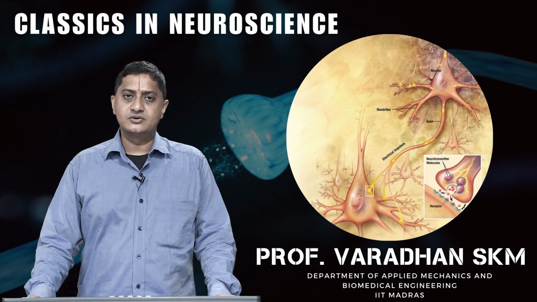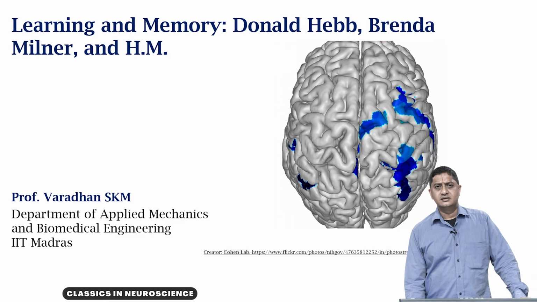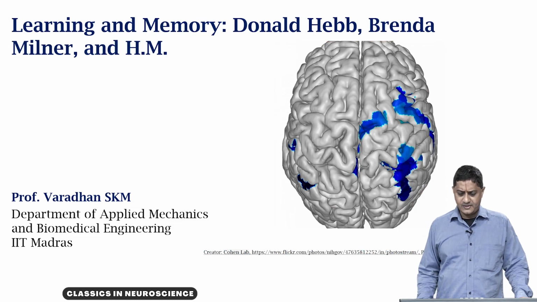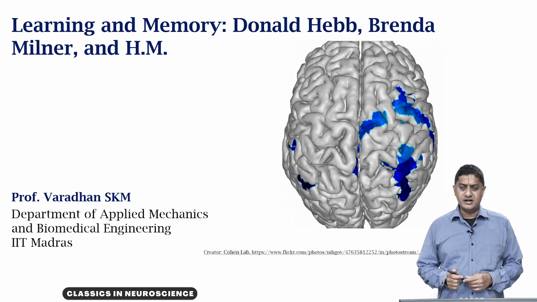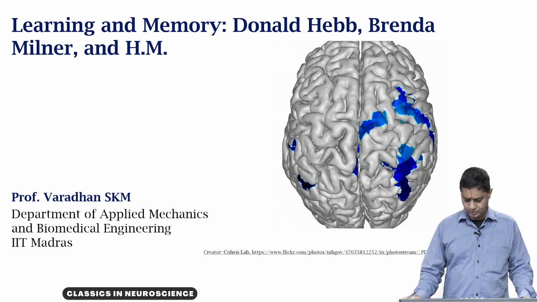Welcome to this course on classics in neuroscience. We have been looking at learning and memory and the contributions of Donald Hebb, and we will continue to look at other topics. Specifically, we will continue our discussion on the limbic lobe.